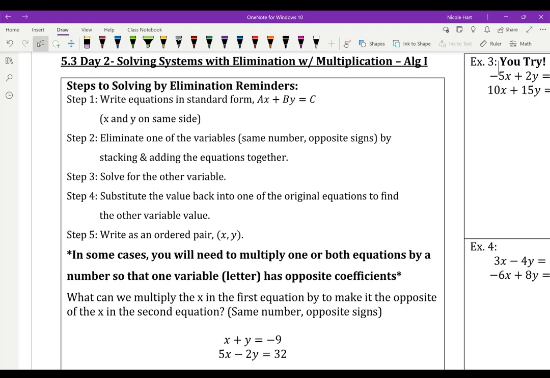So our steps are pretty much the same. Nothing really changes, but we might have to multiply one or both equations by a number so that one variable or letter has opposite coefficients. Opposite coefficients just meaning same number, but opposite signs. So a positive 5 and a negative 5, a positive 3 and a negative 3, whatever it may be.